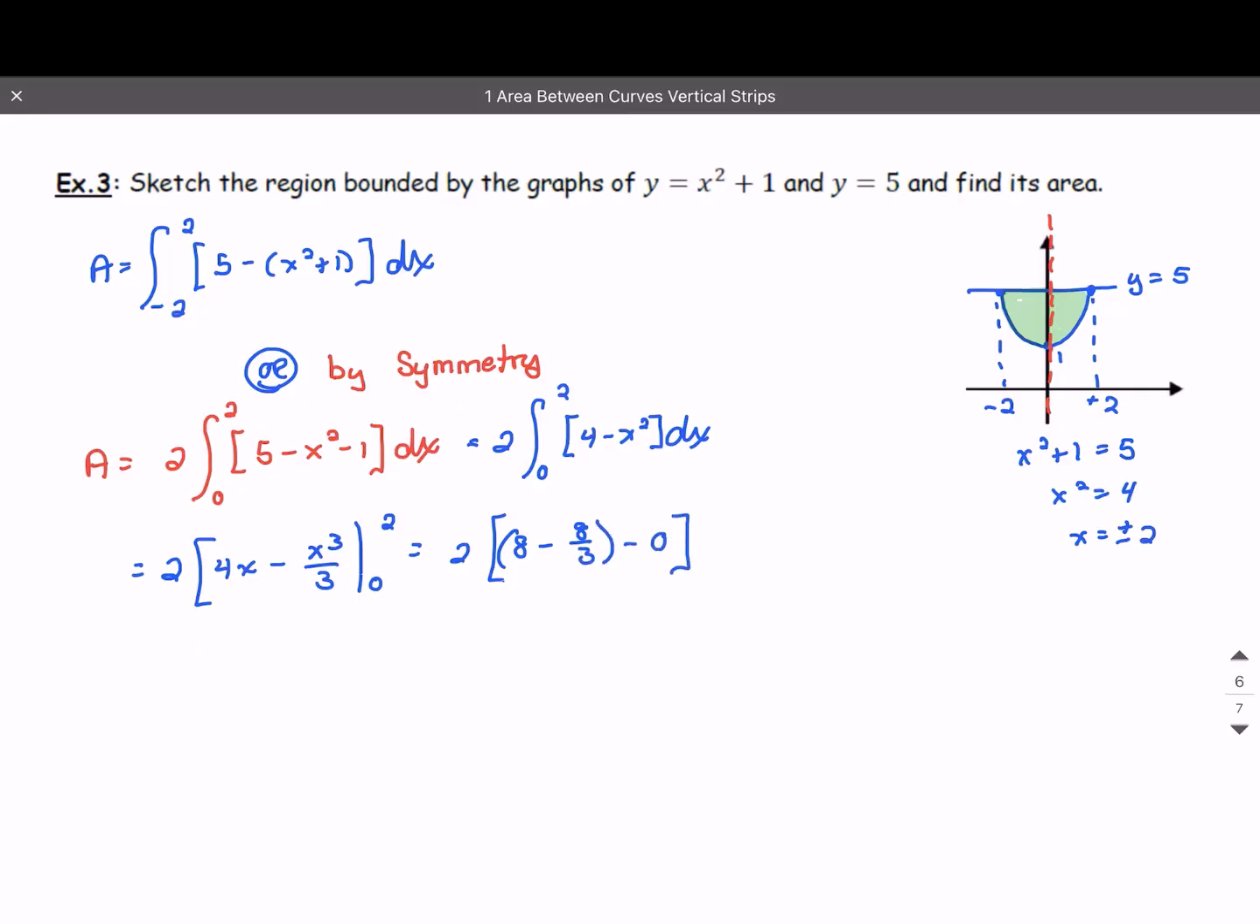So that's going to give us 2 times, let's see, 8 would be 24 thirds minus 8 thirds. That's 16 thirds. But we have to double that, and it's 32 thirds. We have found the area between the two curves. Awesome. One more, and this one is a calculator question.